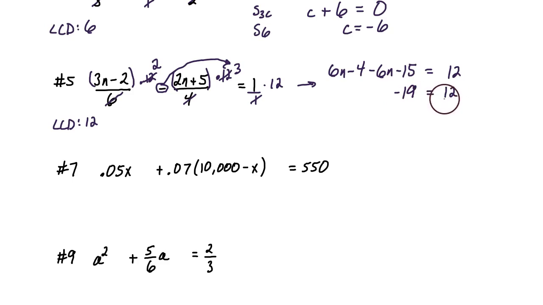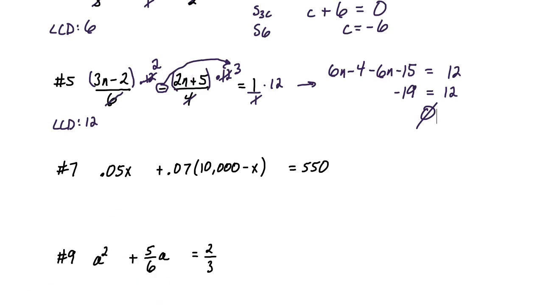The variable is gone and we end up with a false statement. That means there's no solution. You can write the words "no solution" or the empty set symbol. There are no numbers you could ever plug in for n and ever get this to work.